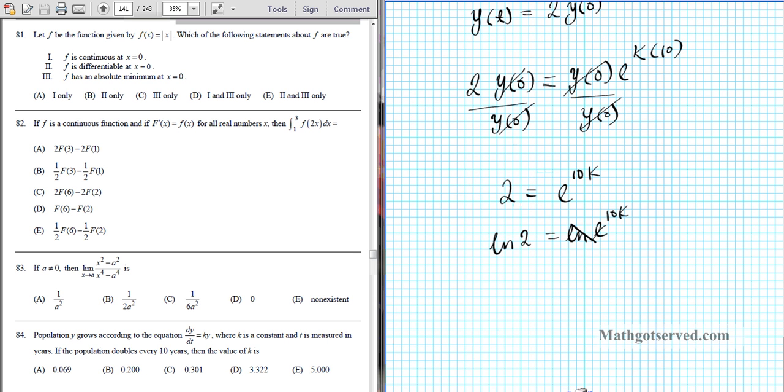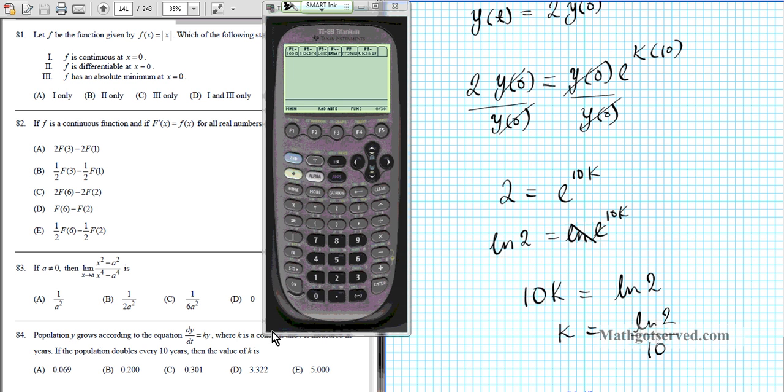These two cancel out, so we have 10k equals the natural logarithm of 2. Then divide both sides by 10, and you have k equals the natural logarithm of 2 divided by 10. We need our calculator to do this because our options are in decimal form. So we're going to compute the natural logarithm of 2 divided by 10. I have to hit enter to give me an approximation.